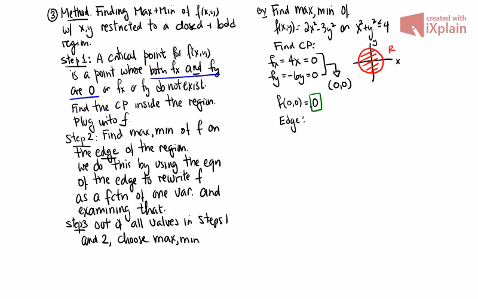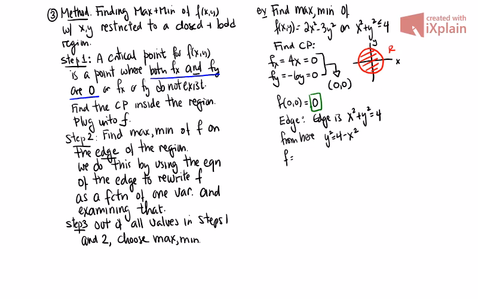So the edge is where x squared plus y squared equals 4. Right? Because less than 4 is the inside of the disk, and equals 4 is the edge of the disk. So what we do is, I'm going to take that and use it to rewrite f. So from here, take a look. I can say that y squared is 4 minus x squared. That's if I'm on the edge.